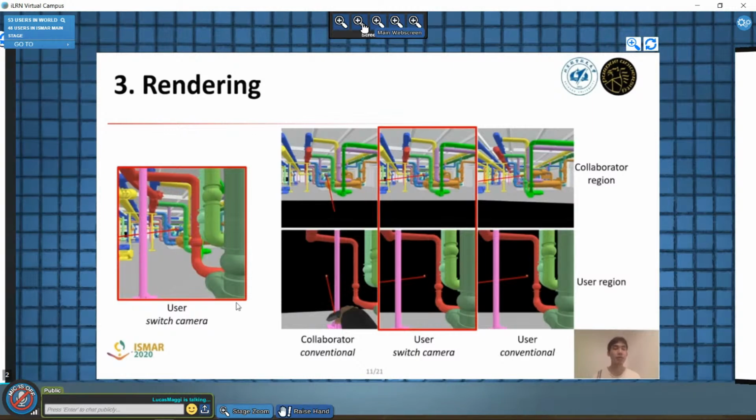The resulting visualization shows the user region exactly how the user will see it in a conventional visualization. So this part of the switch camera image is identical to this part of the conventional user image. The collaborator region is shown exactly the same way the collaborator sees it in a conventional visualization. So this part of the switch camera image is identical to this part of the conventional collaborator image.